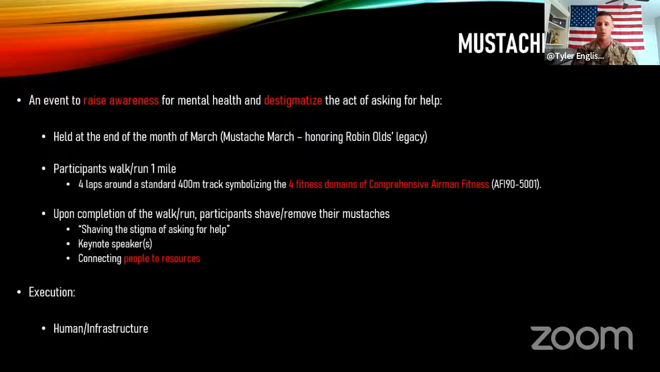So the participants show up to this event after growing their mustache for the entirety of the month, and then they run 4 laps around the track. It doesn't really matter the distance, it's inconsequential, but we did it to symbolize the 4 fitness domains of comprehensive airman fitness, that last one being mental. And by the end of that last lap, everyone who finishes or crosses the finish line either shaves their mustache that they've been growing, or they rip off the mustache that was given to them, people that didn't grow facial hair, women, children, it doesn't matter.